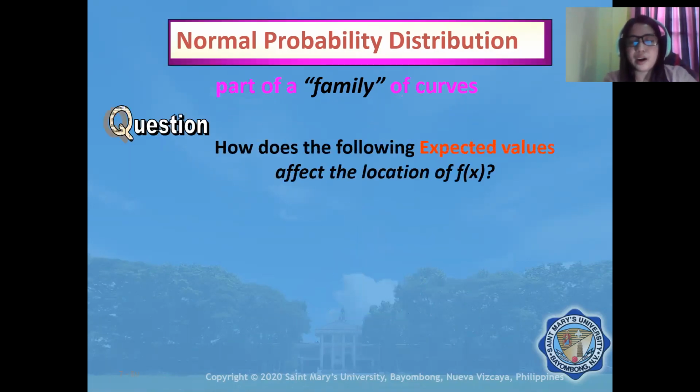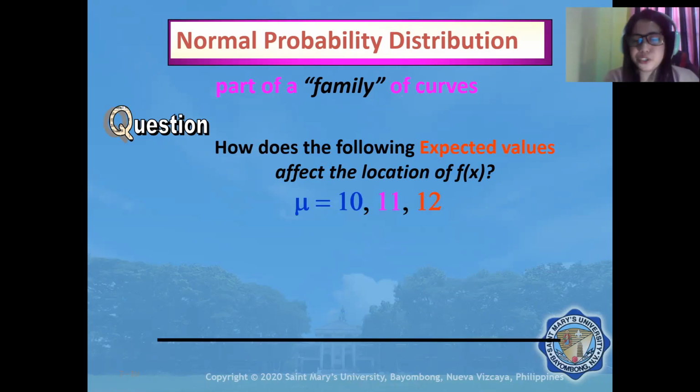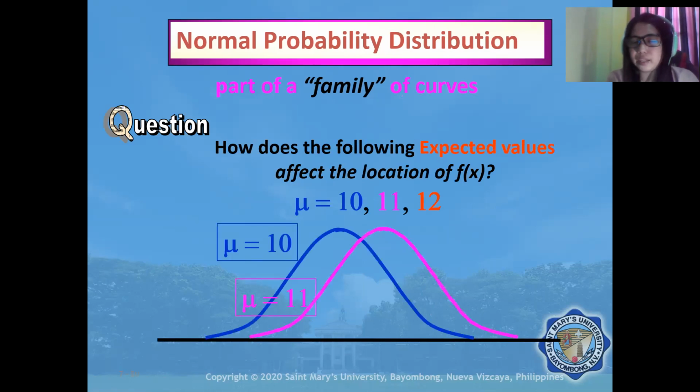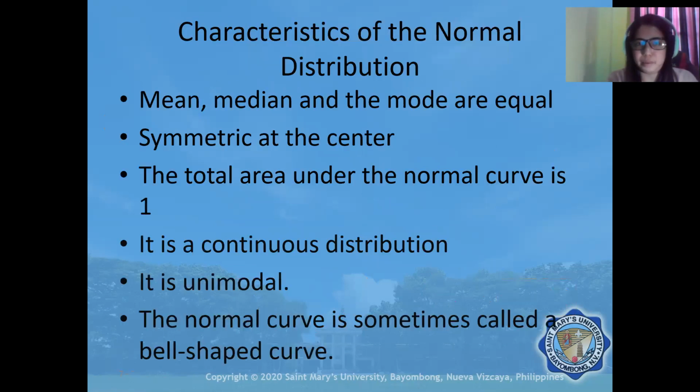While for the value of the mean, if we also change the value of the mean to 10, 11, 12, it will look like this. So it moves to our right as we increase, and it moves to the left as we decrease the value of the mean.